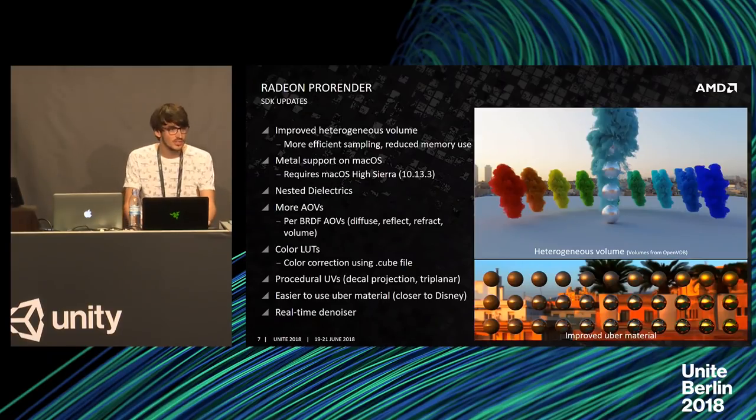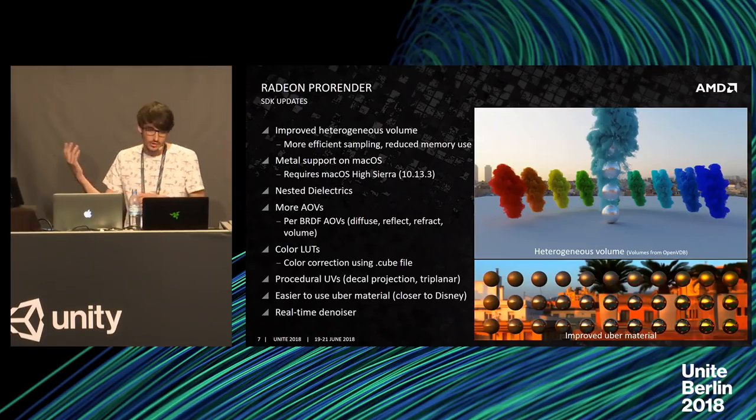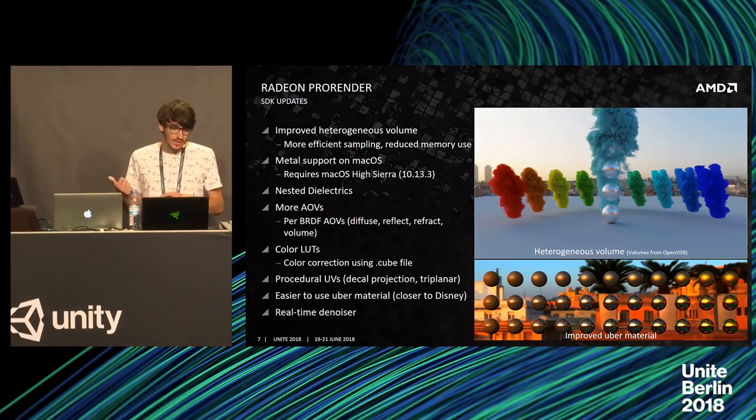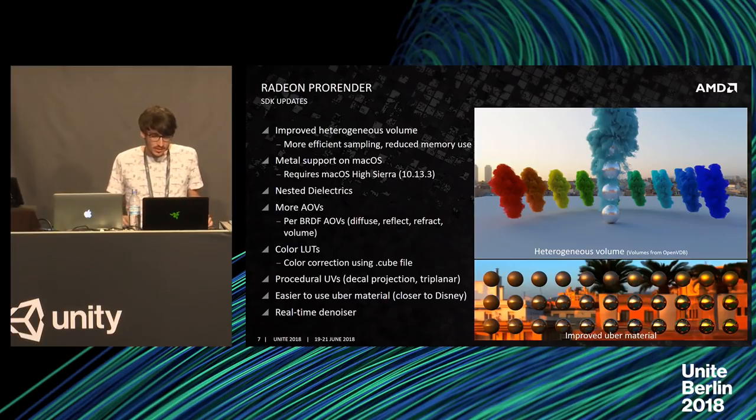Well, here's a bunch of recent updates and improvements made to ProRender. I'm not going to go through all of those, just a brief overview. The first one we did, we improved our heterogeneous volume rendering. We've made it more computationally efficient and reduced our memory use. Here you can see a render of a bunch of OpenVDB volumes that get rendered seamlessly alongside regular surface objects, such as the spheres.